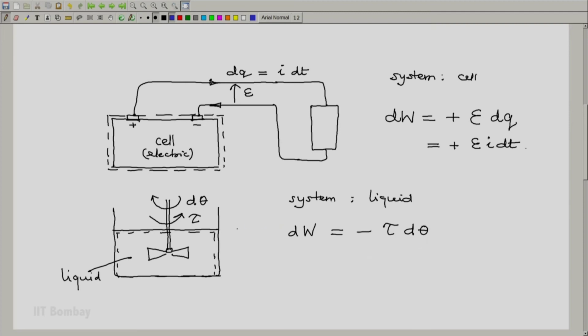And now you will notice that if I insert a stirrer and try to rotate it, I have to overcome a torque, and hence the work done by the system is negative, minus tau d theta. But if I just keep the stirrer there and ask the liquid, hey Mr. Liquid, stir the stirrer, it won't do. So the negative of this does not exist. So this is an illustration of a one-way work mode.